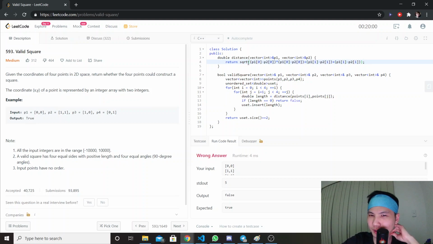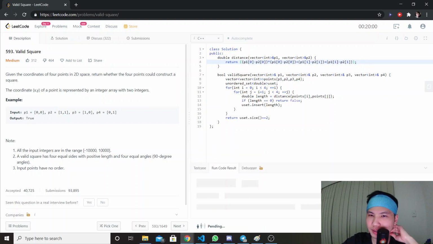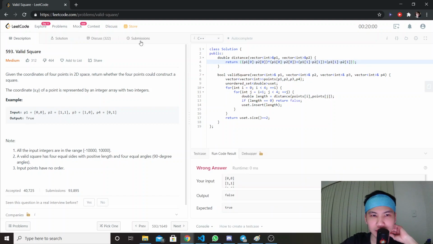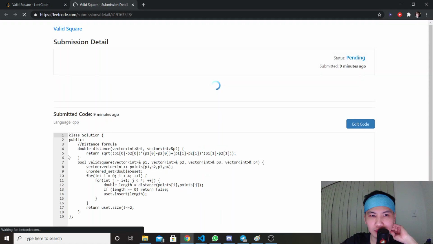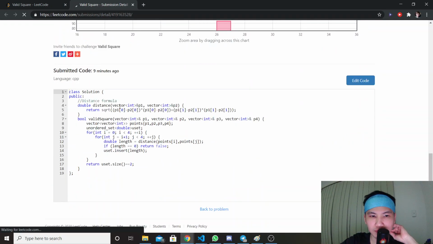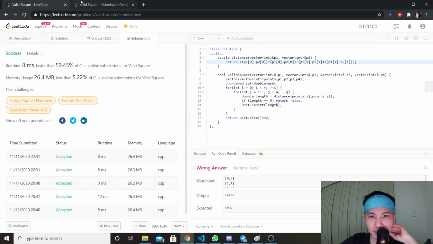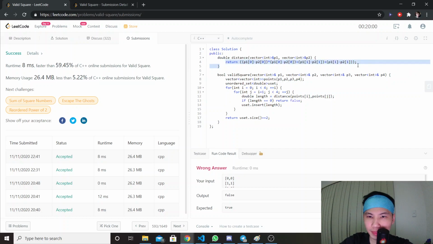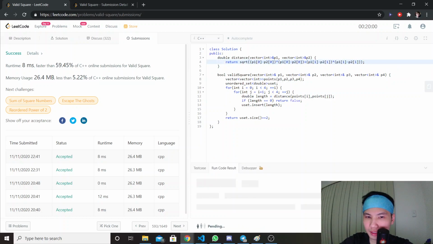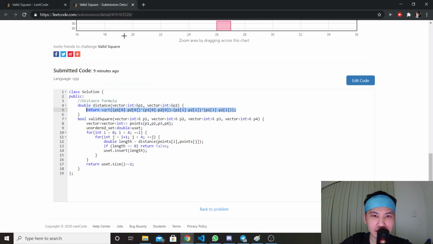Pretty sure it's because I'm not applying the right distance formula. P1. Okay, I'm just gonna paste it here. It's gonna be really hard to debug. Yeah, something's wrong with my distance formula.